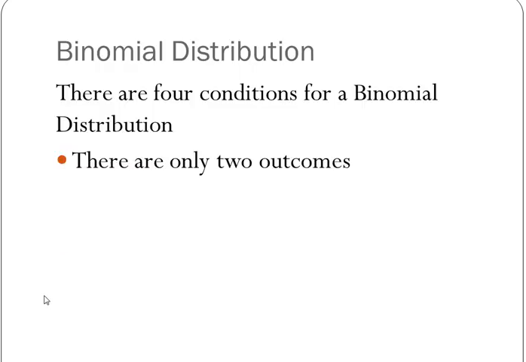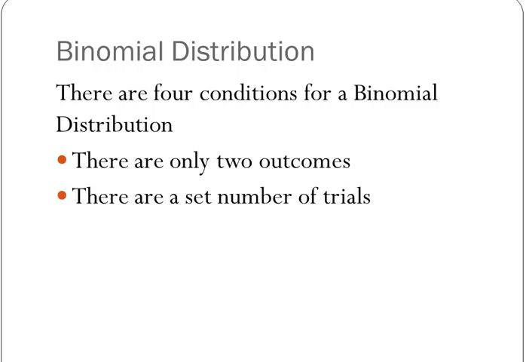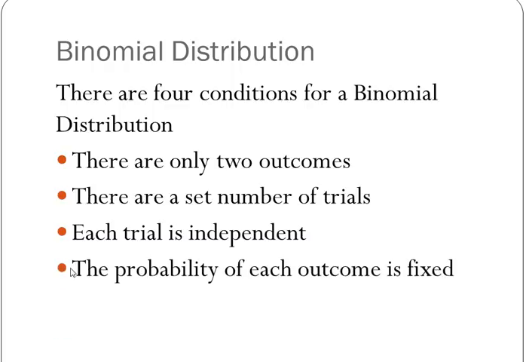So the first one is that there can only be two outcomes. There's a success and there's a failure. And that has to be repeatable because there are a set number of trials. There's a set number of things that get repeated. And each one of those trials has to be independent of each other. So getting the last result cannot affect getting the next result. And the last condition is the probability must be fixed. Okay, so it can't change per trial. So those are my conditions for the binomial distribution.